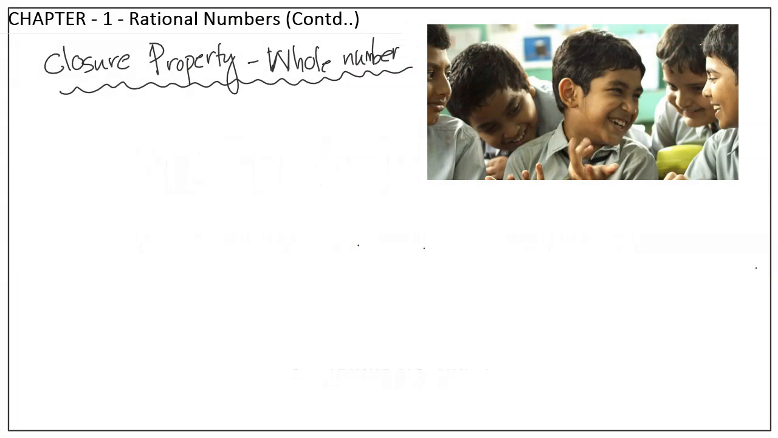Hello children, in the last class we discussed the closure property for whole numbers, and we had an introduction class to many kinds of numbers like whole numbers, natural numbers, integers and rational numbers, right? So in this class, as you were given the homework, we have to check the closure property for whole numbers, rational numbers and integers, right? And then we'll proceed with some more discussions as well.